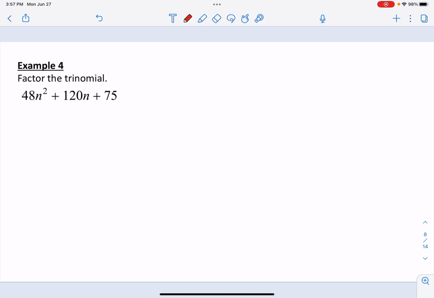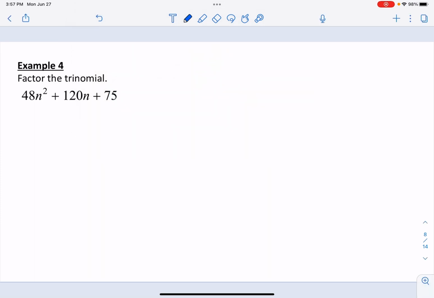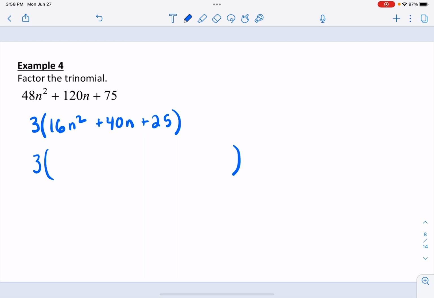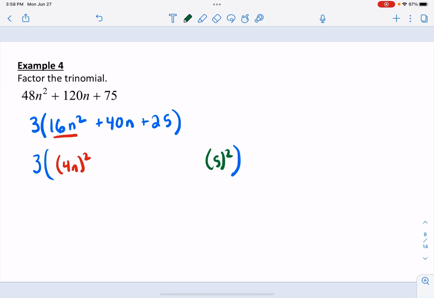Okay, this one. Ooh, this one's hard. Okay, so first we always look for a GCF. What I see right away is that 3 goes into each one of those. So I'm going to factor out a 3. And then we get that. So now I notice right away, 3 comes with it. 16n squared, well, that's a perfect square of (4n) squared. 25, well, that is 5 squared.